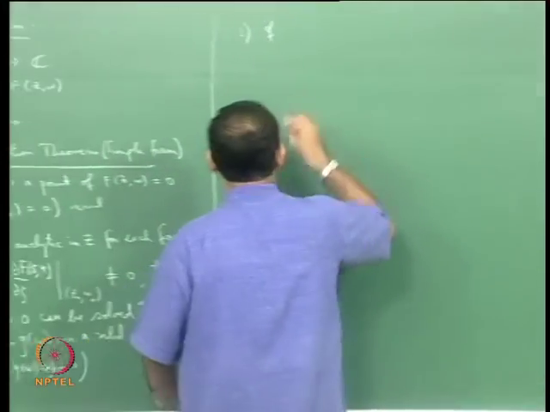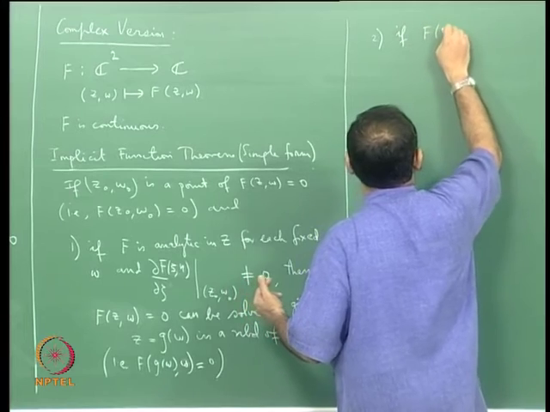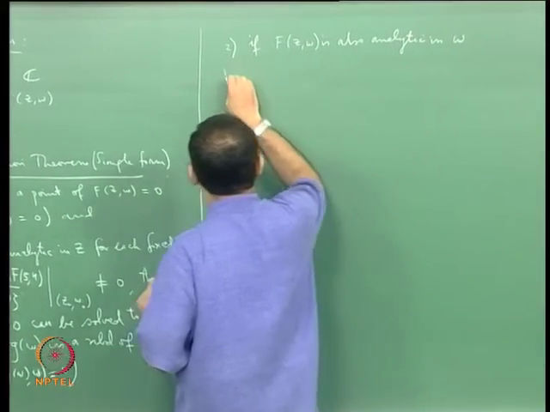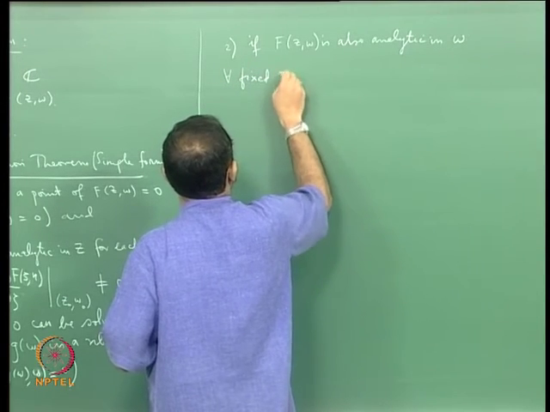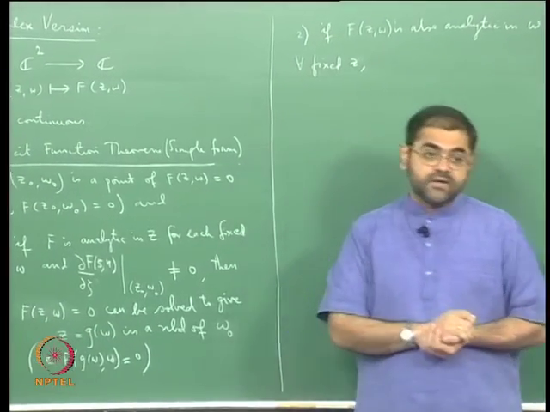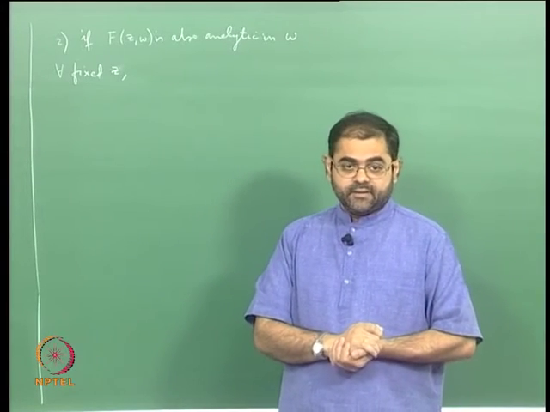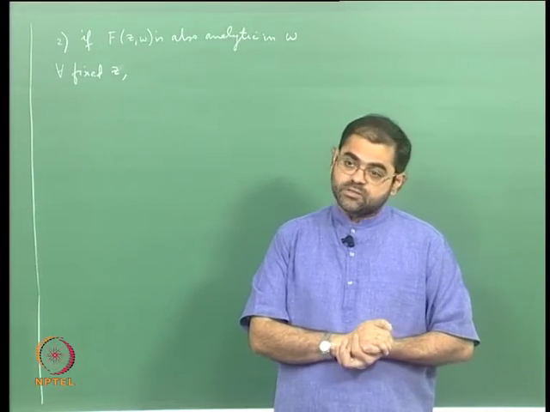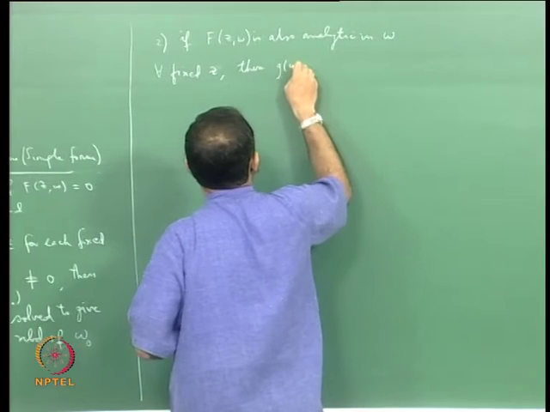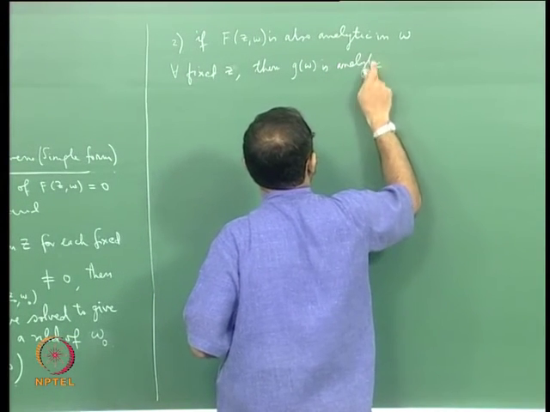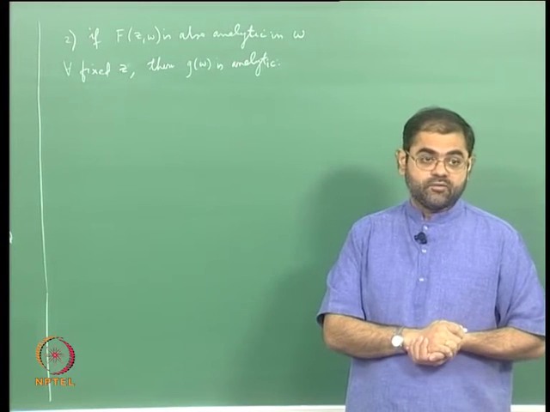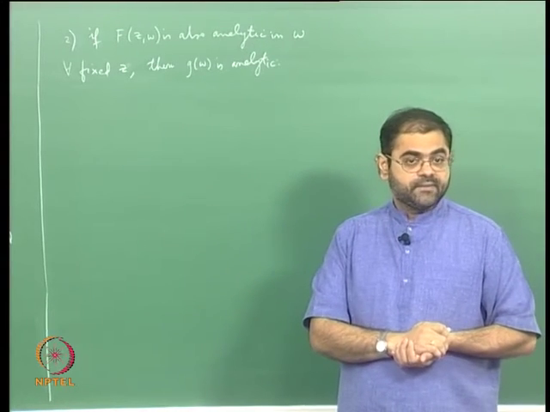So if f of z comma w is also analytic in w for every fixed z, which is a condition similar to this one. Here we have assumed that the function f is analytic in the first variable for every fixed value of the second variable, and now I'm assuming the other way around. I'm assuming the function is also analytic with respect to the second variable for every fixed value of the first variable. Then g of w is analytic. The g of w that I wrote, that is the explicit solution z equal to g of w of f of z comma w in a neighborhood of w naught, becomes analytic.